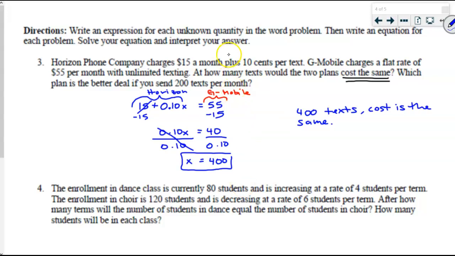Yep. So we can just take the expression part of that equation, 15 plus 0.10, only we're multiplying it by 200 because that's how many texts are sent. This is $20, as Luke said, so 15 for the initial fee plus $20 is equal to $35. That's a lot cheaper than what we're paying with G-Mobile, right? So which plan is the better deal for 200 texts a month? Horizon.